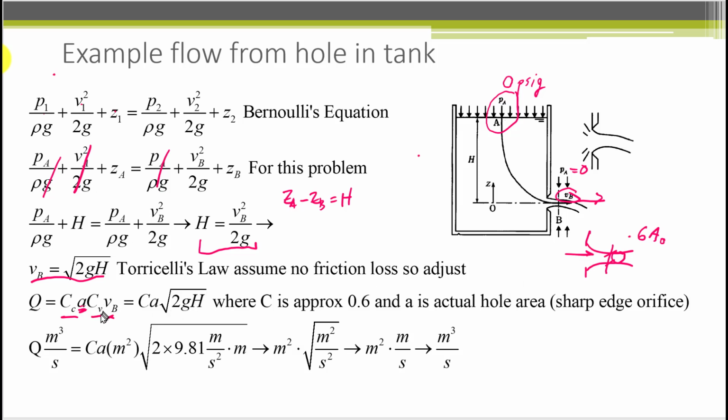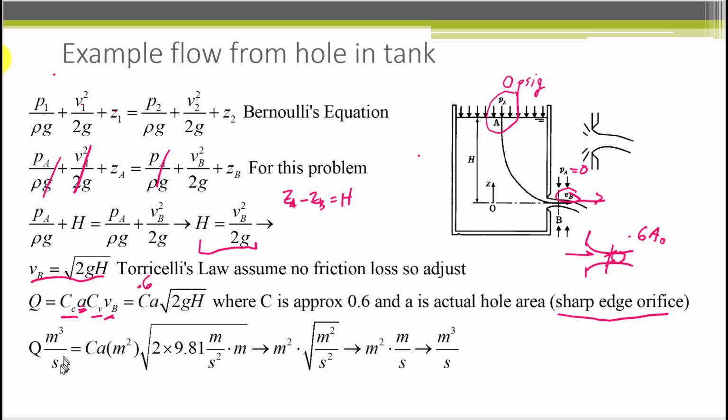C sub V is a velocity correction factor. It's pretty close to 1. It's about 0.95. So you can forget about these details and just remember that C, the correction factor, is about 0.6 times the area of the orifice times the square root of 2GH. And of course, whether the orifice is worn out or sharp is important. This assumes a sharp-edged orifice.